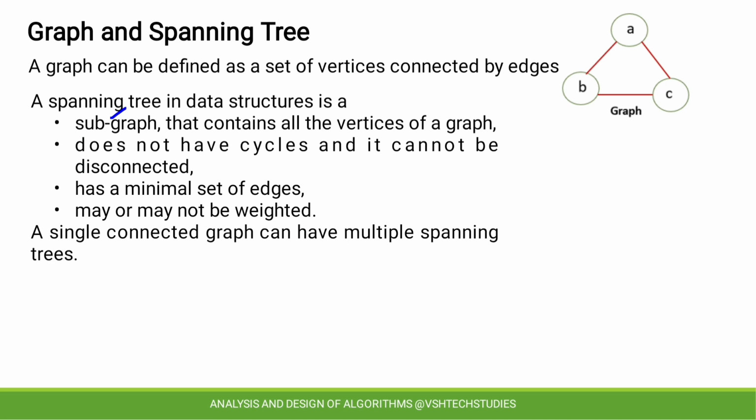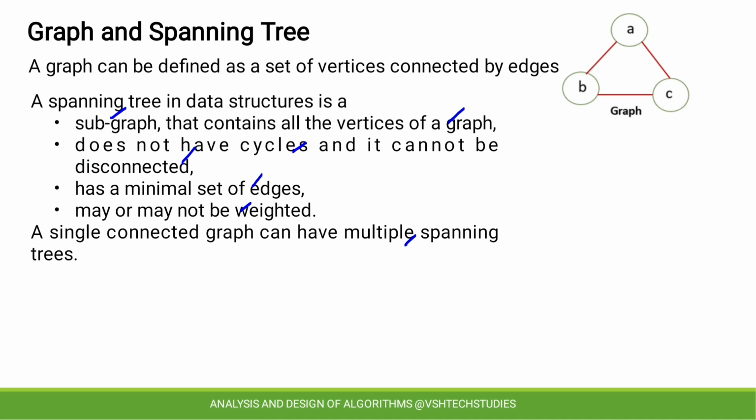Spanning tree is a subgraph that contains all the vertices of a graph, doesn't have cycles, and cannot be disconnected, has a minimal set of edges, and may or may not be weighted. A single connected graph can have multiple spanning trees. Okay. Now we shall look at these points.